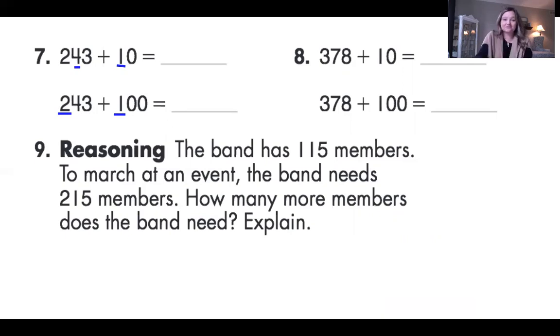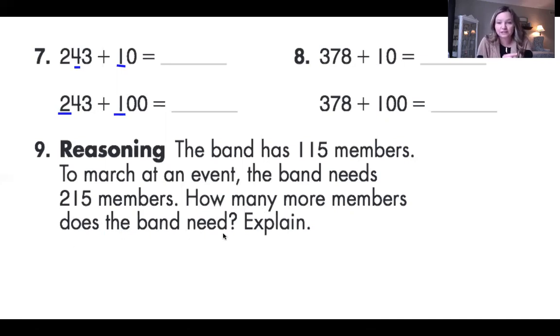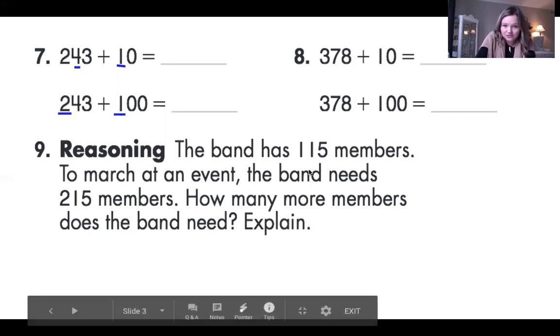Also, before I leave, number 9, the band has 115 members. To march at an event, the band needs 215 members. How many more members does the band need? Remember to look at where the differences are of these two numbers and think place value, just like we were doing before.